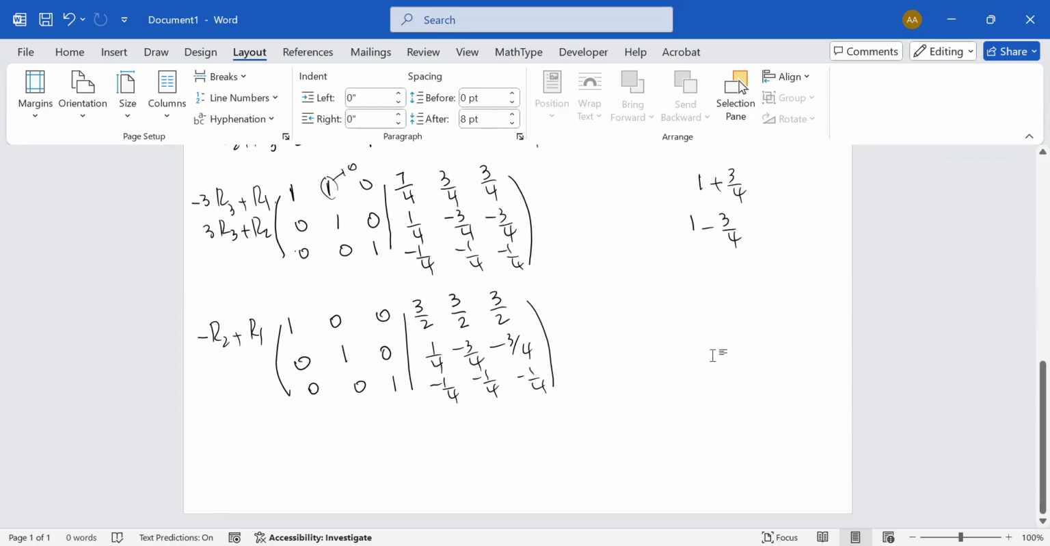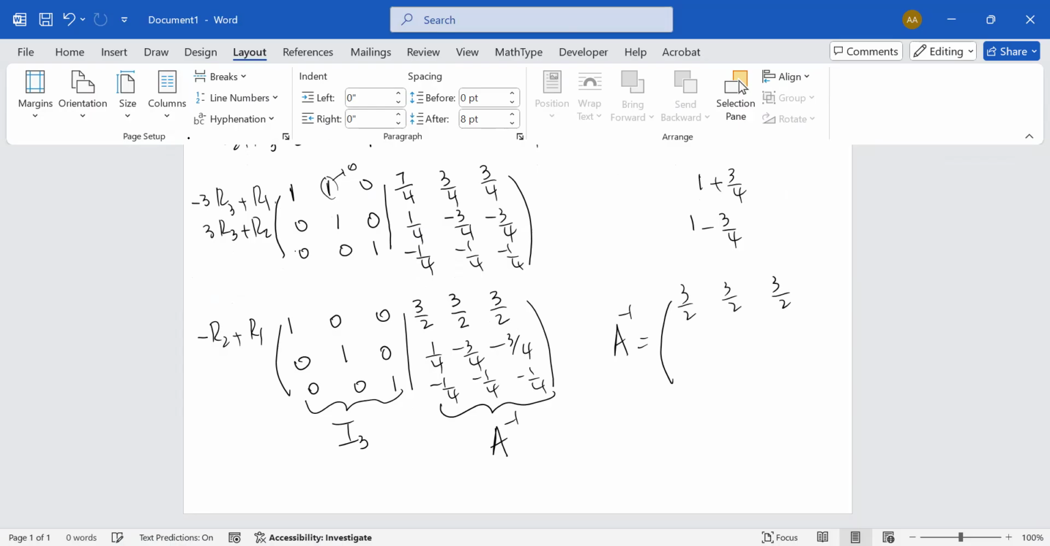So I'm done. You see, this identity on the left side, this is going to be the inverse of A. So then I say A minus 1 is the matrix 3 half, 3 half, 3 half, 1 over 4, negative 3 over 4, negative 3 over 4, and then negative 1 over 4, negative 1 over 4, negative 1 over 4. That is the inverse of the matrix.